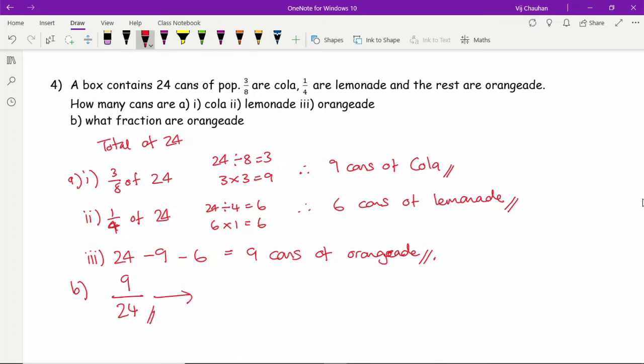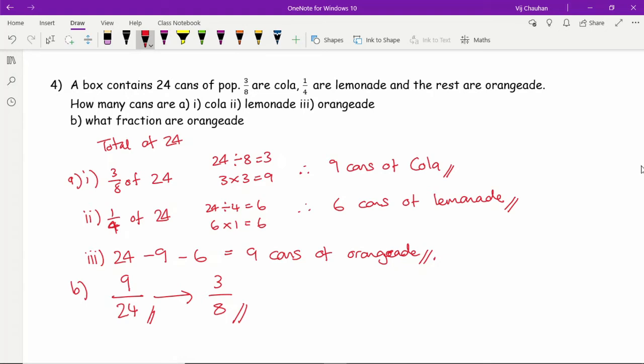So is there a number that goes into both 9 and 24? Yes, there is. We could divide both numbers by 3, in which case we get 3/8, and there is your final answer. So it's important that you recognise the question. It can be mixed, and like I said, always try and show your working out.